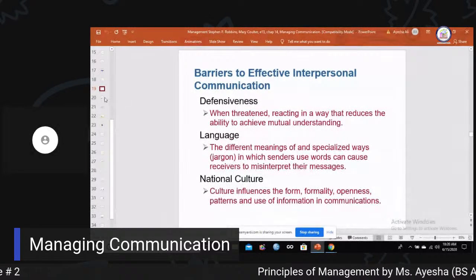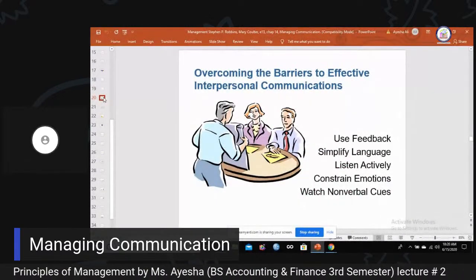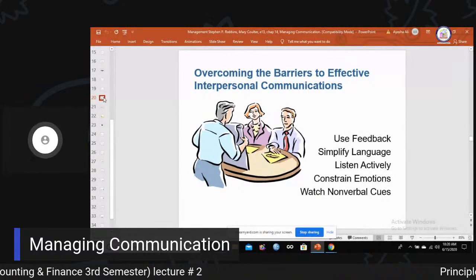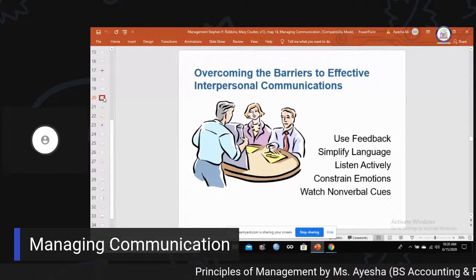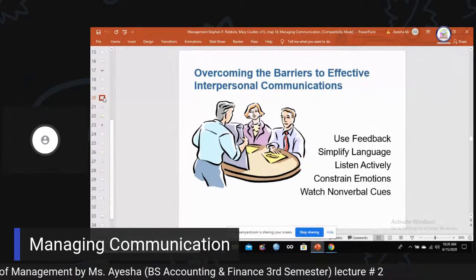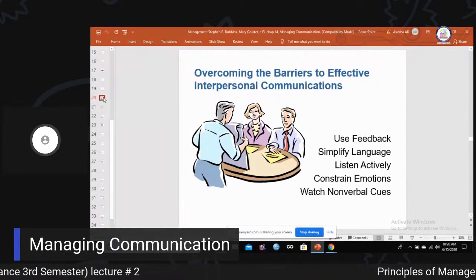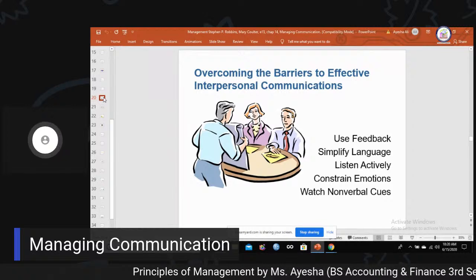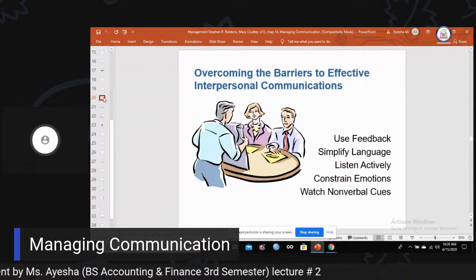The next slide is overcoming the barriers to effective interpersonal communication. The first one is use feedback. Feedback clears our confusion and all the miscommunication. Feedback is so important because we get the idea of how the receiver perceives the language, perceives the communication. So we can correct it, clear the confusion, and remove the misunderstanding. So it's very important too.